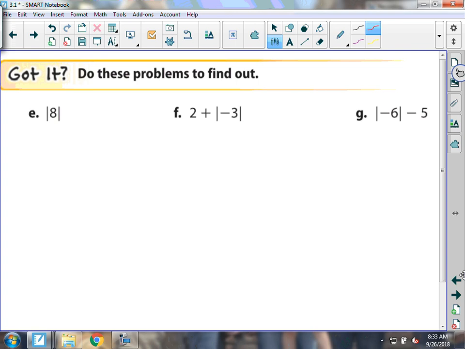Okay, pause this if you need more time to solve it. So the absolute value of 8 is 8. It's always positive, so it stays the same. So it's going to be 2 plus the absolute value of -3 is 3. So 2 plus 3 is 5. And the absolute value of -6 minus 5, so that's absolute value of -6 is 6. 6 minus 5 is 1. So check your answers.